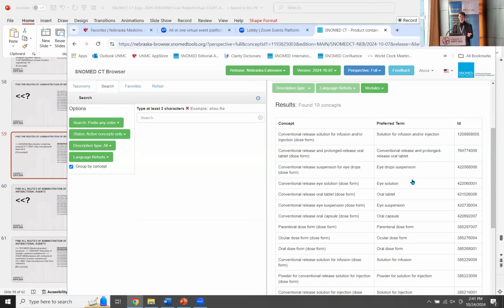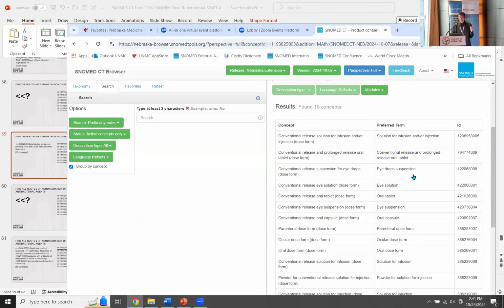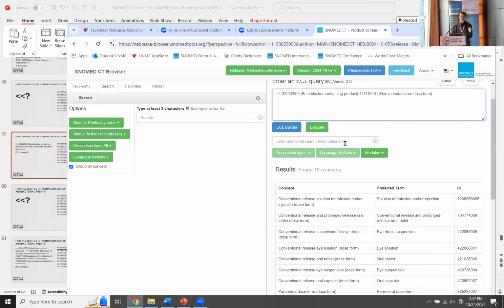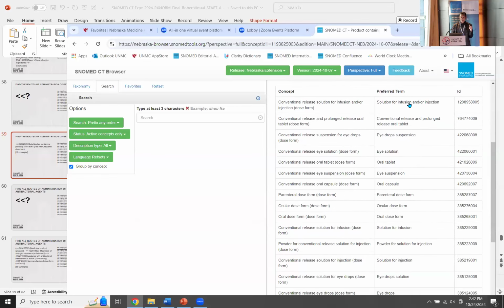Okay, you will then retrieve all the values of that attribute, which is has manufactured dose form, that are related to this group of products, the beta blockers. So here you can see that it can be used as an infusion form, conventional release oral tablet, eye drops, eye solutions, and all that. So basically, you show all the possible routes or forms that this beta blocker can be used. So I think I've come to the end of the examples.